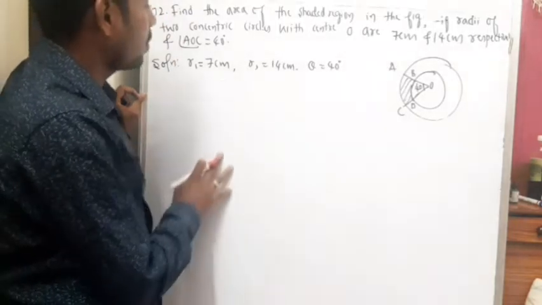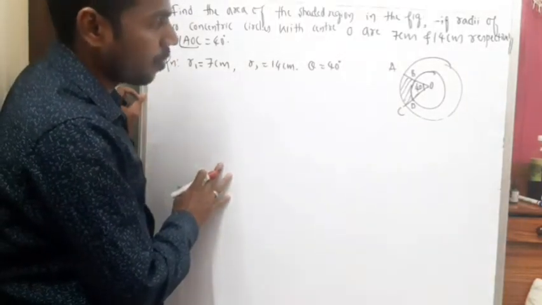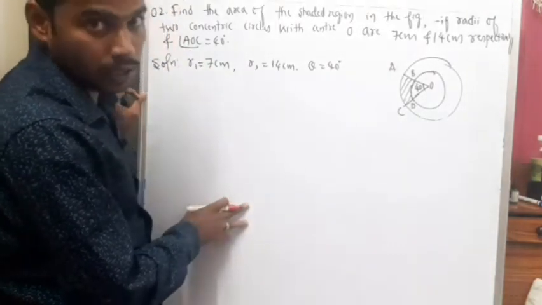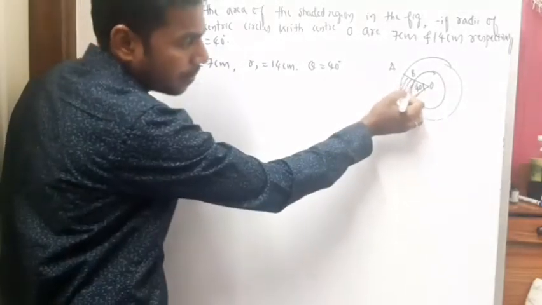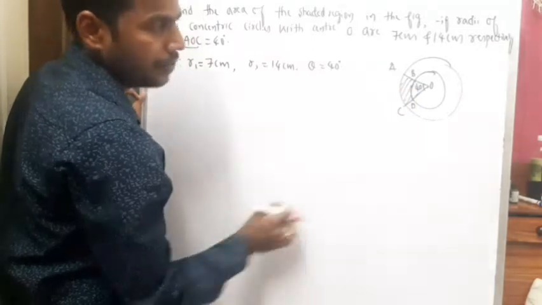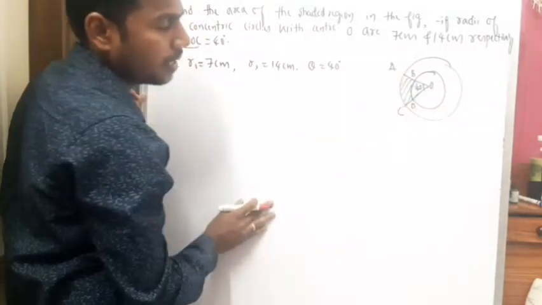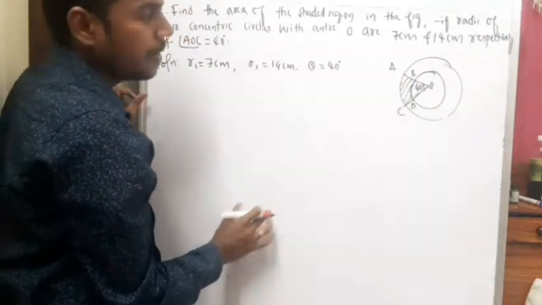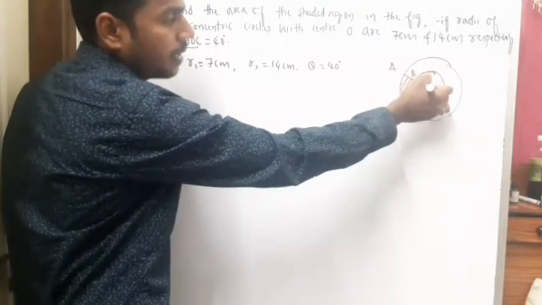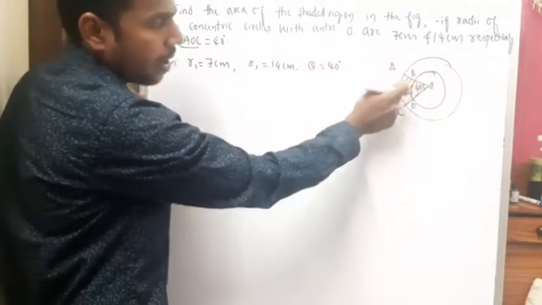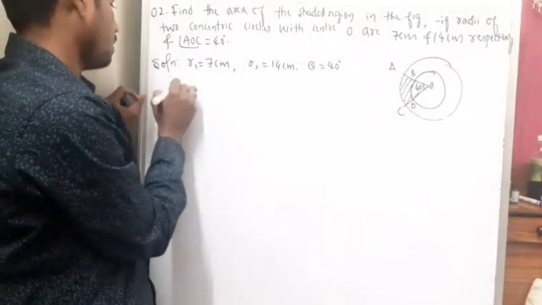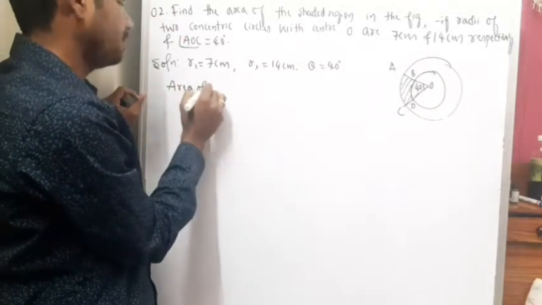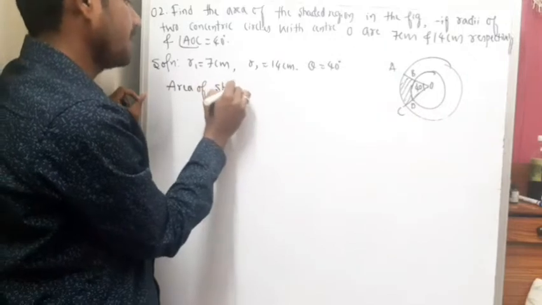So R1 is equal to 7 centimeter, R2 is equal to 14 centimeter, theta is equal to 40 degrees. If I want to find the area of this shaded region, what do I need to do? First, find the area of the sector AOC, and from that subtract the area of the sector BOD. Then I'll get the area of the shaded region.